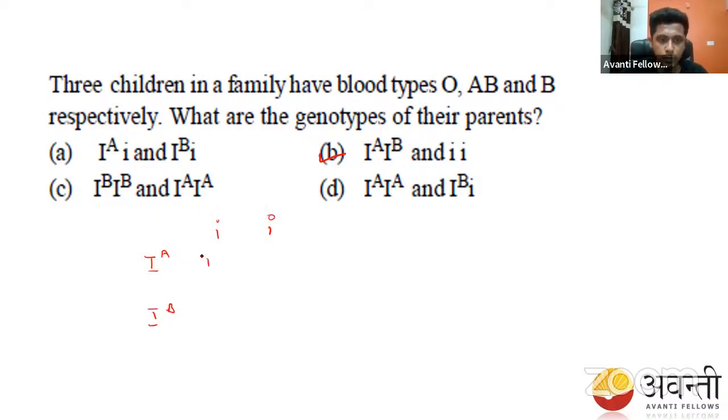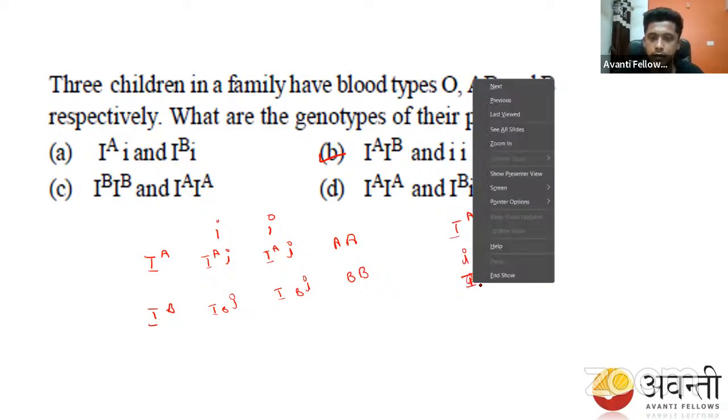So now the offspring should be IAi, and then IAi, and then IBi, and then IBi. So is this the correct option? We have A, and then B and B. So now you know that it is not the correct option. Sorry. Our first option is IA small i. Wait, let me erase this. One second. Let me erase this.